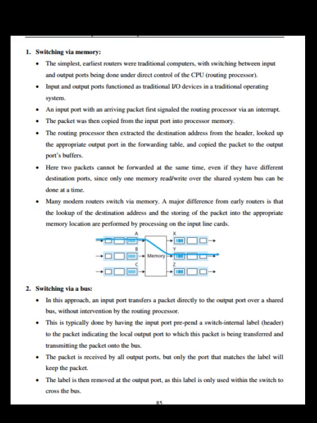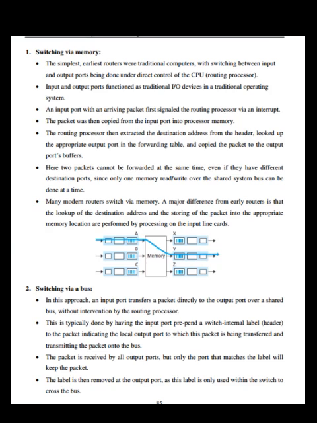Here, two packets cannot be forwarded at the same time even if they have different destination ports, since only one memory read or write over the shared system bus can be done at a time. Many modern routers switch via memory. A major difference from early routers is that the lookup of the destination address and the storing of the packet into the appropriate memory location are performed by processing on the input line cards.